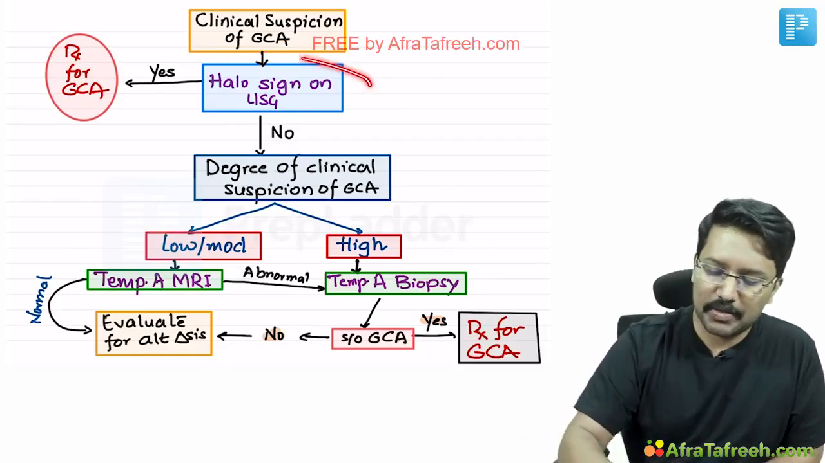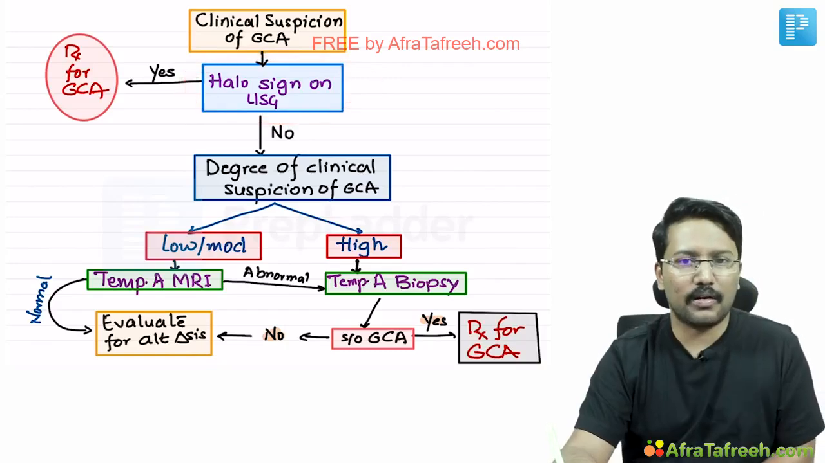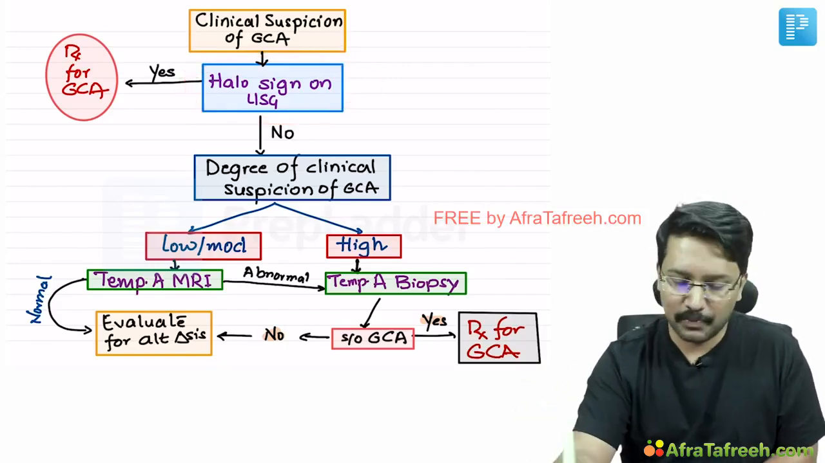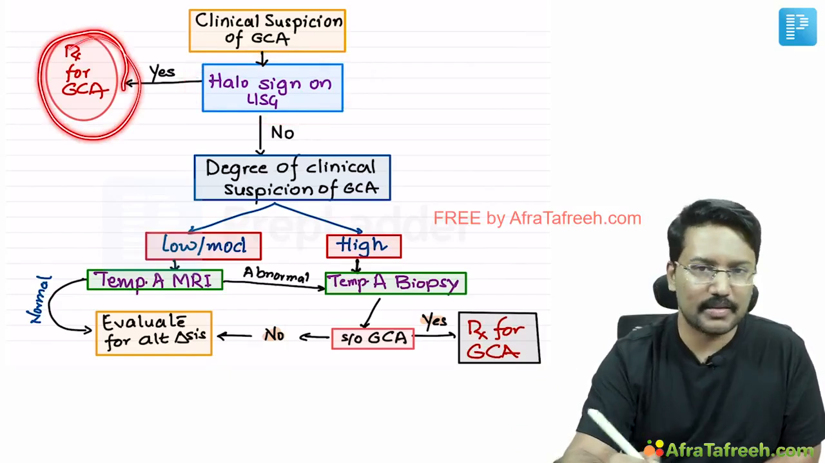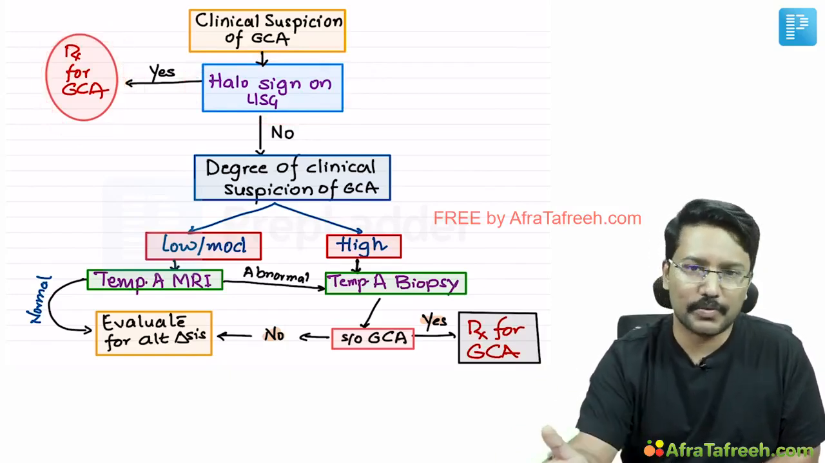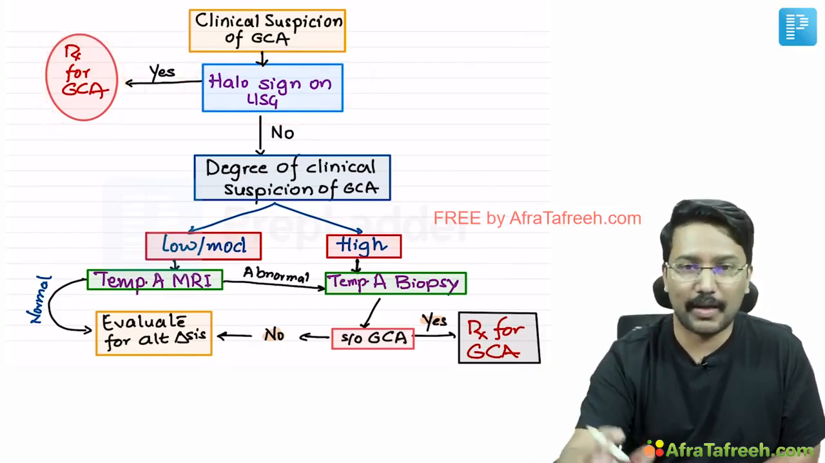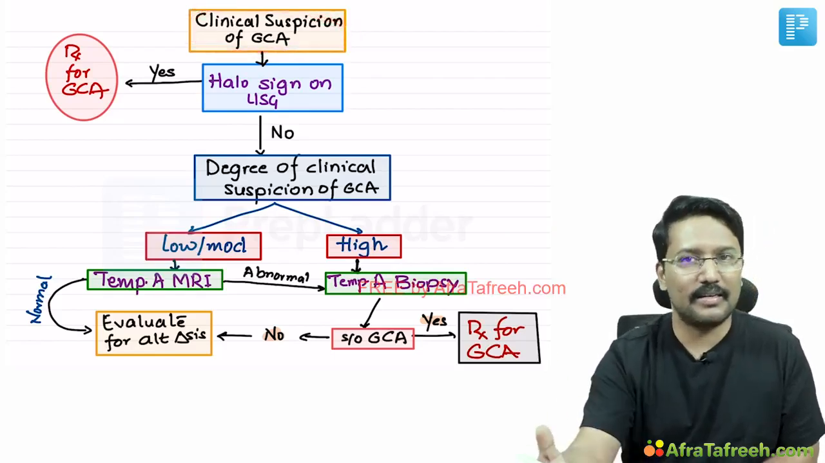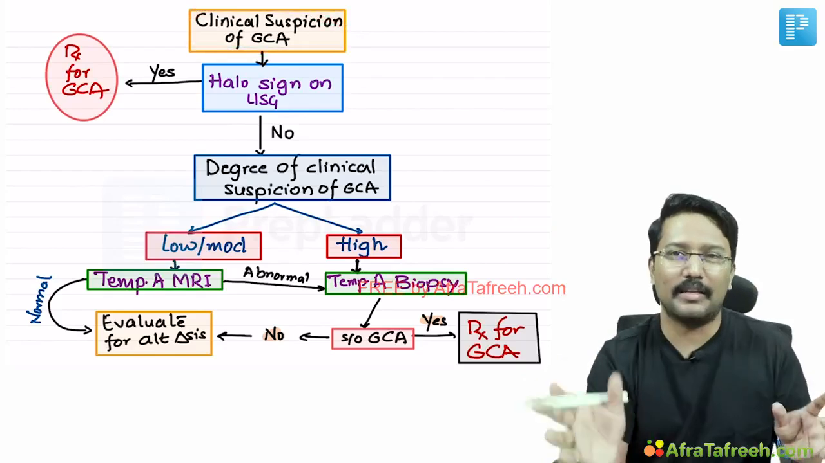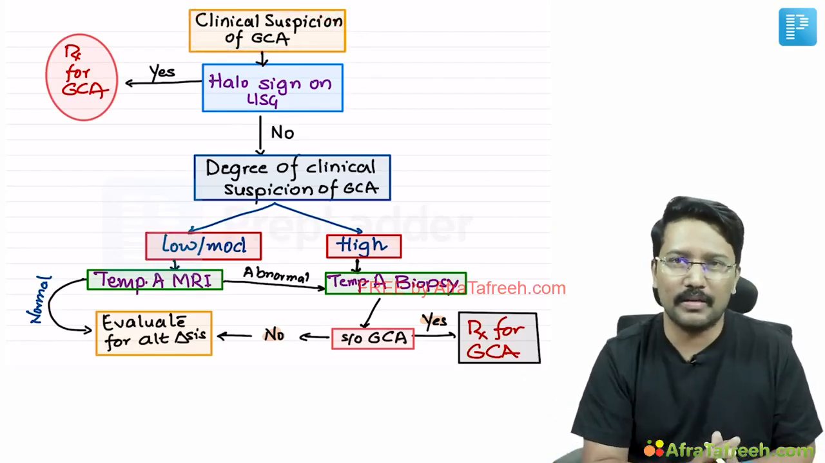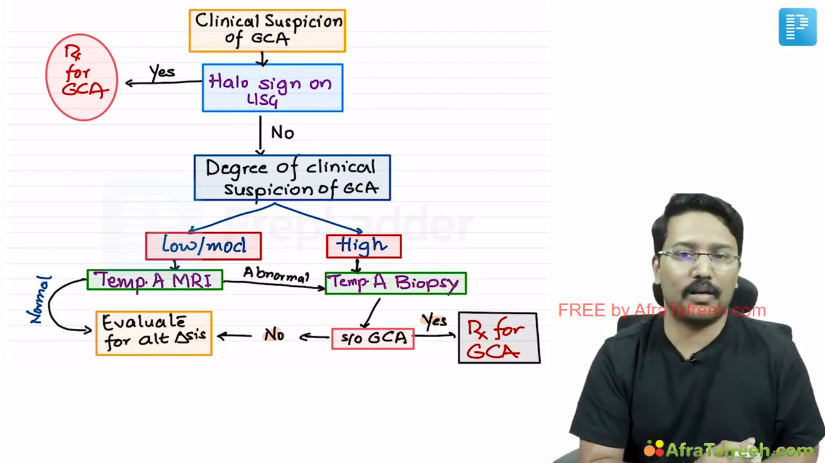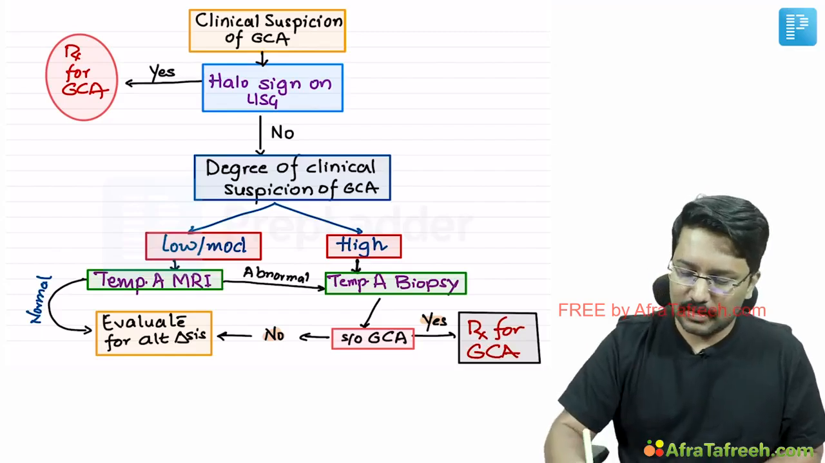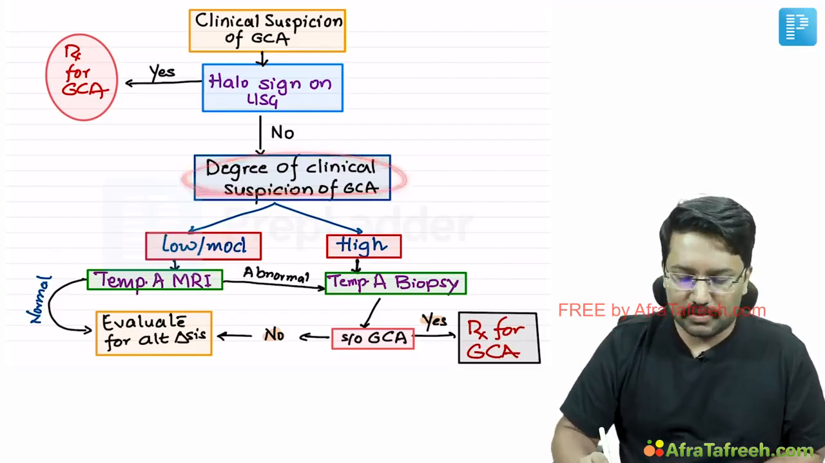So we are subjecting the patients to the color Doppler of the temporal artery, and if the halo sign is present, then all we have to do is treat them as a case of giant cell arteritis without biopsy. But if the halo sign is absent, we are talking about a situation where there is already a high clinical suspicion of giant cell arteritis, like the clinical picture is strongly correlating, but the halo sign is not seen on the ultrasound. In that case, we need to proceed further, right?